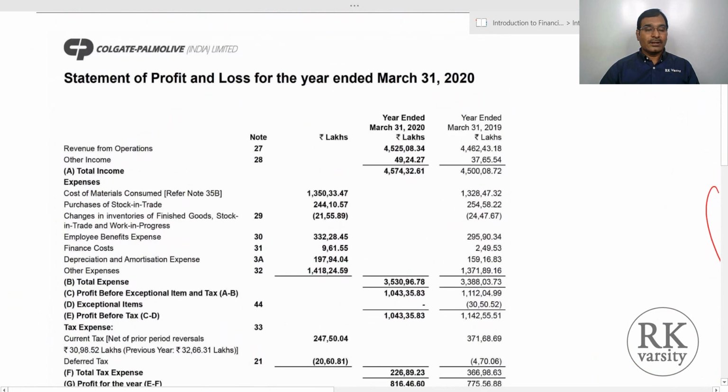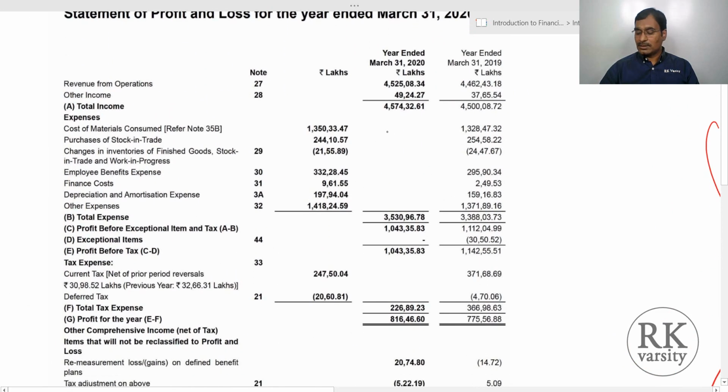So here we have the revenue from operations. This is the total income that the company earned. To earn this income, the company spends on different items, like the cost of materials consumed. This is the cost of raw material consumed. This is the amount that the company expends to generate this revenue.